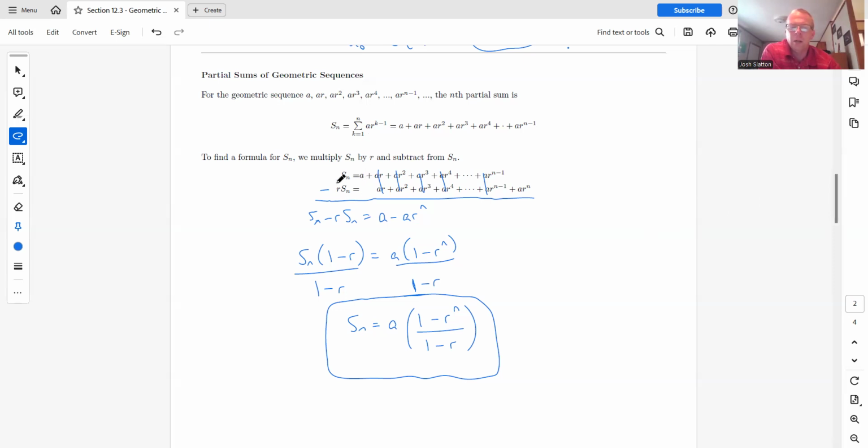But if you know how to derive the formula, then you can always get the formula. And this is not a hard derivation. If you just remember this first little trick, multiplying by r, and then you can subtract it, and then the rest is fairly easy from there.